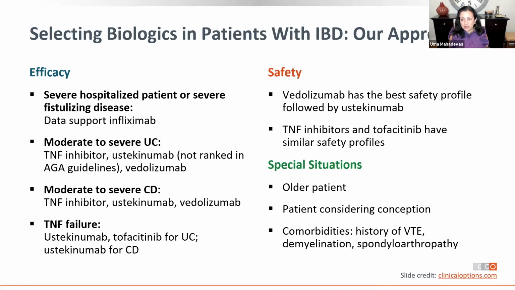Safety, vedolizumab has the best safety profile, followed by ustekinumab. And then TNF inhibitors and TOFA have similar safety profiles. Special situations, the older patient. Here, I prefer vedolizumab and ustekinumab if it's appropriate for their disease. If they're in the hospital with severe UC, I'm going to use infliximab. But also remember that ustekinumab falls into the SAD list for Medicare, and so some of our older patients can't afford it. For patients considering conception, I use everything, but do try to avoid tofacitinib.